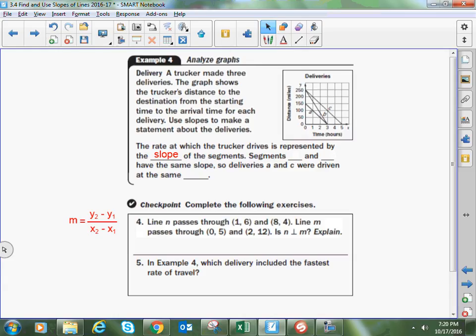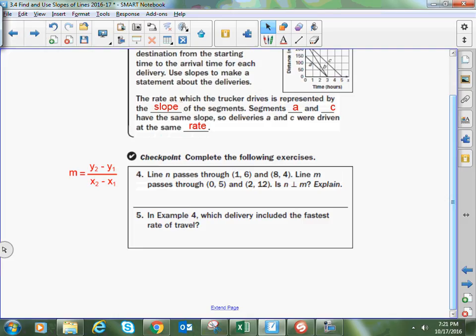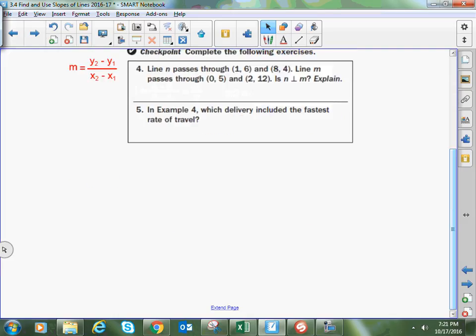So here they're talking about the truck driver being represented by their slope, and the segments A and C, because they have the same slope, well, they're parallel to each other. That means they were driven at the same rate. Okay, not the most glamorous use of interpreting slopes and rate of change and what they could actually do, especially as parallel and perpendicular are concerned. But it is what it is. Not a bad exercise, just not necessarily the most glamorous one I've ever seen.